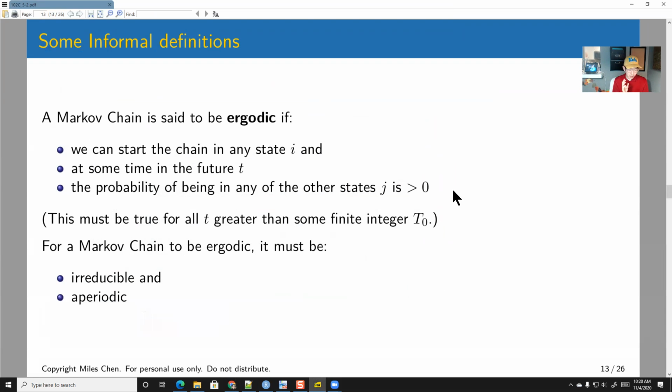All right, so we're going to say a Markov chain is ergodic if we can start the state at any state i. Whatever your state space is, we can start it at any spot. And then at some time in the future, it could be the distant future, it didn't matter where you started, but now it's going to reach this point of equilibrium, right?